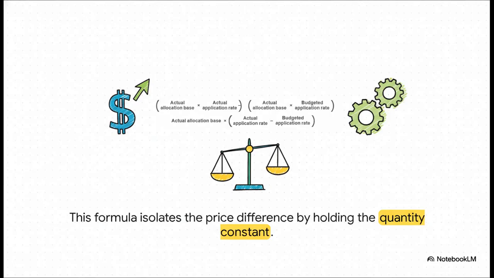So how do we actually calculate this? Well, the trick here is to focus only on the price. The formula you're looking at does something really clever. It uses the actual hours worked on both sides of the equation. By keeping the hours the same, the only thing left to measure is the difference between the price we actually paid per hour and the price we thought we were going to pay. It's a perfect way to isolate the price problem.